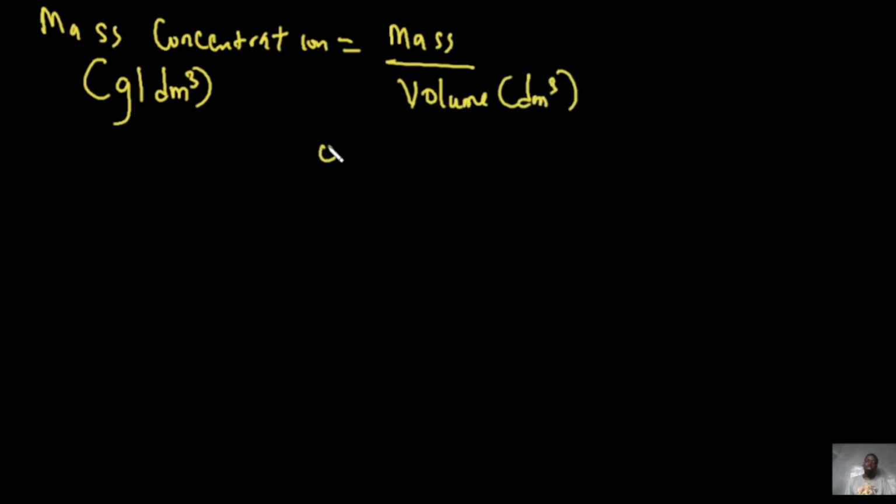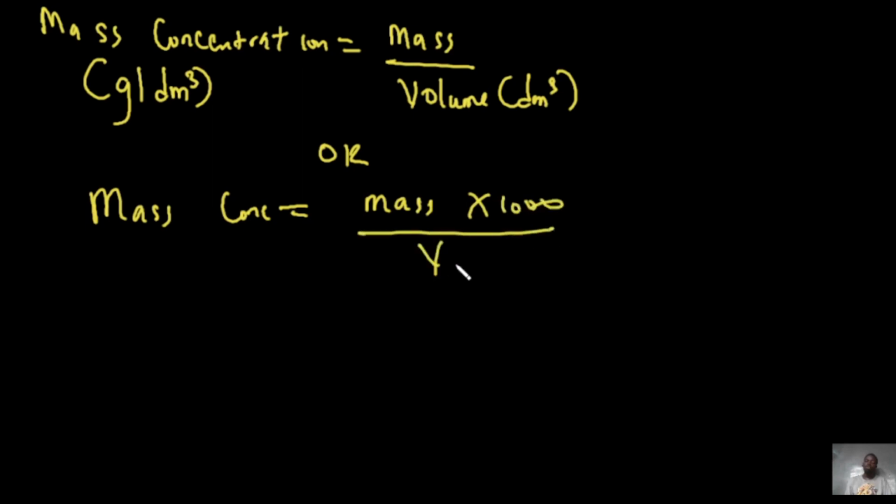Now, the other way to find the mass concentration is given as mass of solute times 1000 all over volume in cm cube. So it's important to take note that mass concentration is simply expressed as the concentration in gram per dm cube. So if they give you a mass and give you a volume, simply divide it and you get the mass concentration. If you are given a mass and the volume is in cm cube, you need to do mass times 1000 all over volume in cm cube. As I said, we are going to be applying questions today, so don't be in a hurry.